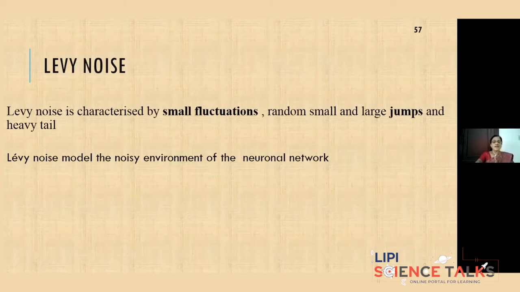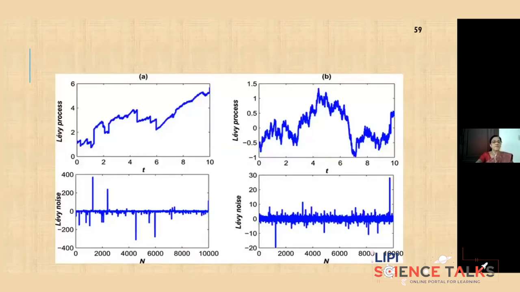Lévy noise models the noisy environment of neuronal network. Corresponding to this is an example of Lévy noise influence on a process. Due to this Lévy noise, a process may evolve like this. And this is another example. Due to this Lévy noise, a process can evolve like this. That is, the evolving of the system becomes chaotic, or it is not regular.